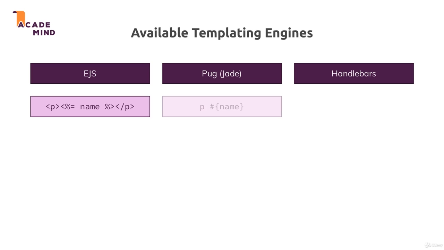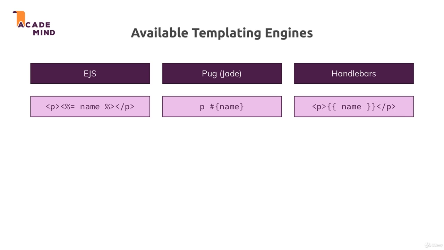Pug uses a different syntax. It doesn't use real HTML. It replaces this with a minimized or minimal version. And then it also allows you to output dynamic content with this syntax, the hashtag curly brace syntax, for example. Handlebars in turn uses HTML again, but then you have the double curly brace placeholders for the dynamic content. So similar to EJS, actually, Handlebars has a bit fewer features available, or it follows a different philosophy, but it's closer to EJS. Pug is the outlier here, which also uses a different HTML syntax.